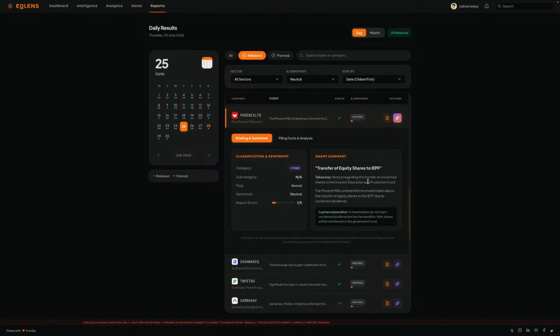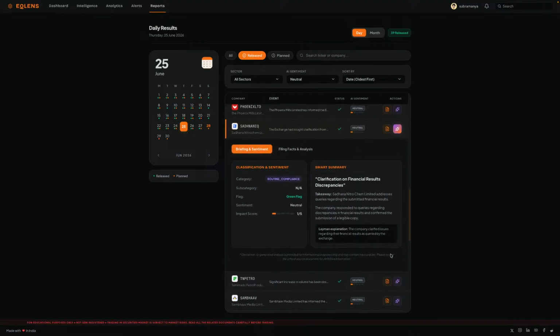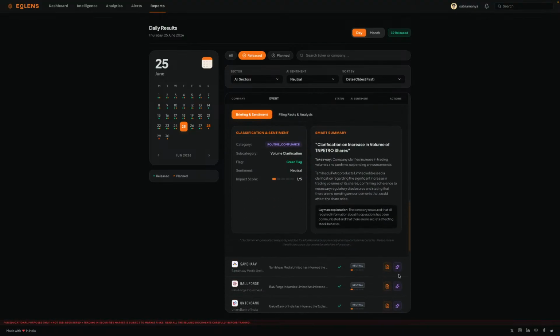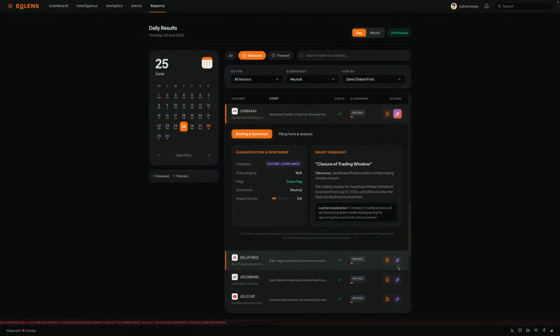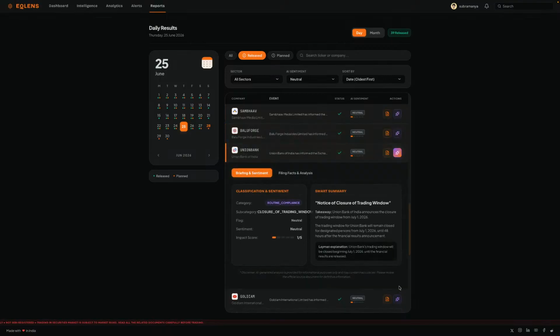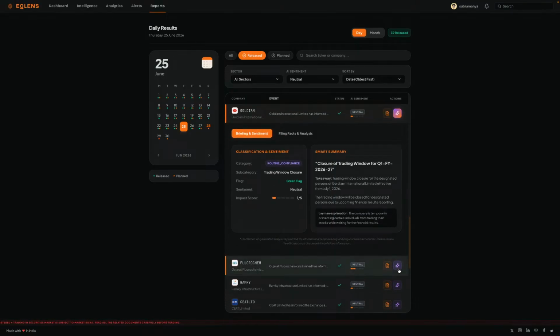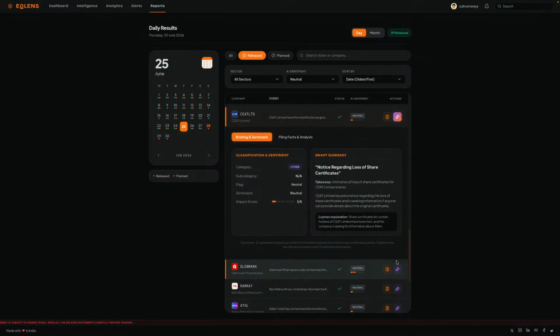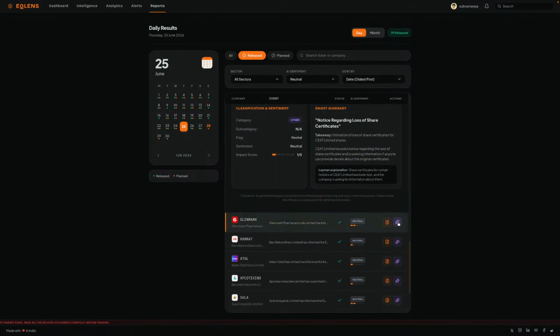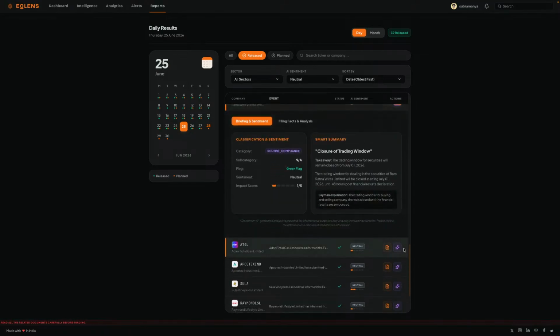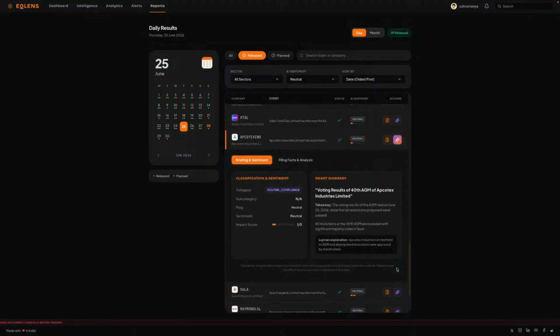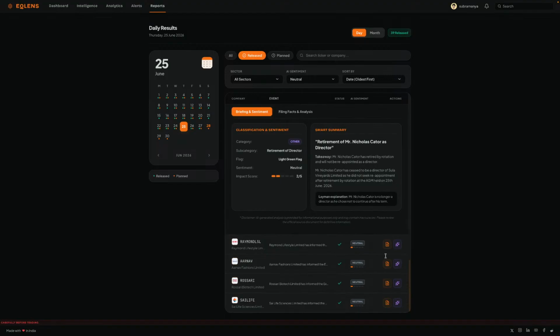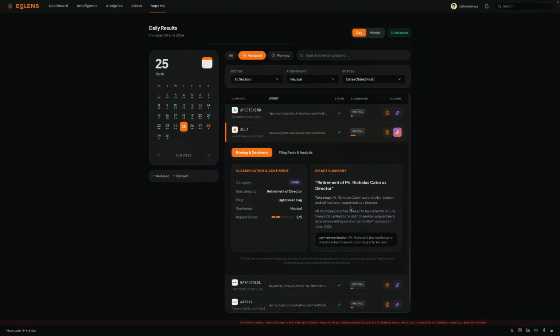Okay. Routine compliance. Closure of trading window. We're gonna quickly skip a few closure of trading windows here. Notice regarding the loss of share certificates. It's just regular announcements. The company's proceedings of 21st annual meeting, voting results, retirement of Mr. Nicholas Cater as a director. Which company is this? Sula Wines.